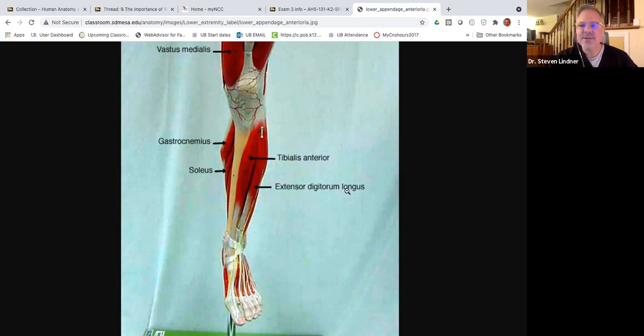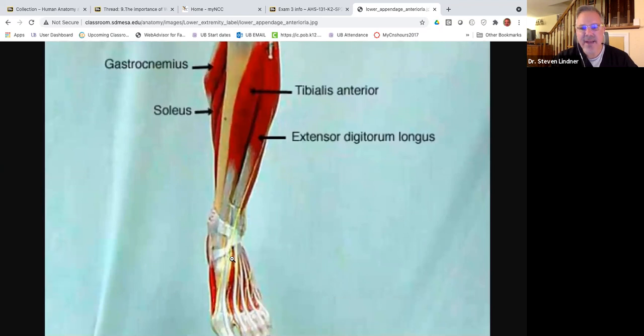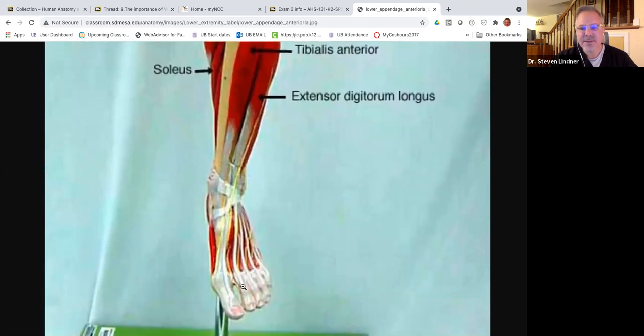The extensor digitorum longus, which is this belly of the muscle, if we look at it, crosses the ankle and attaches to digits 2, 3, 4, and 5. So that's called the extensor digitorum longus. Now, because it crosses the ankle, it's got to dorsiflex the ankle, and because it crosses the toes, it extends the toes.